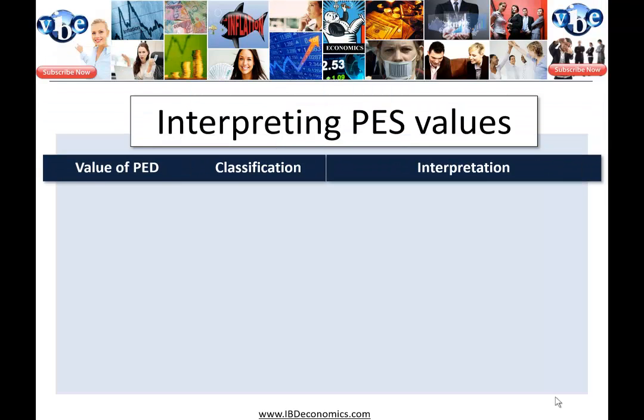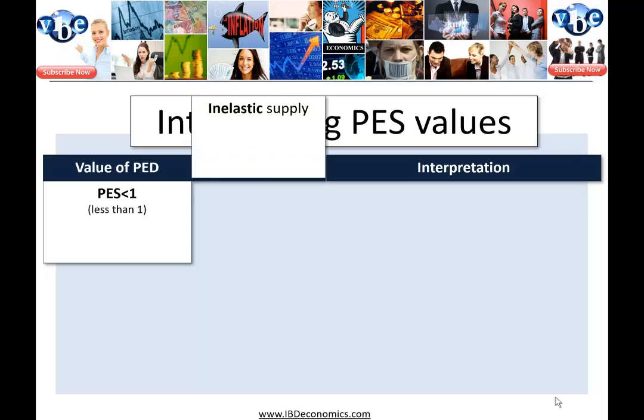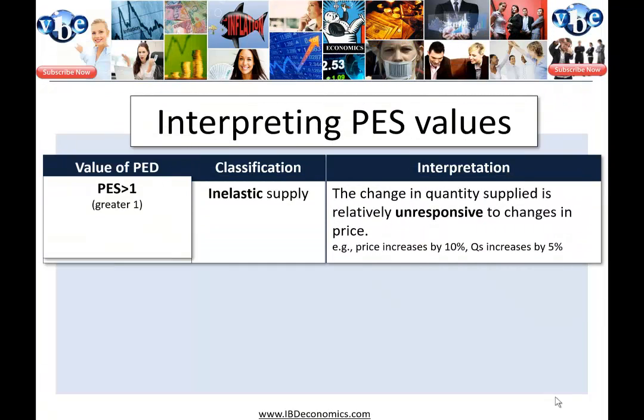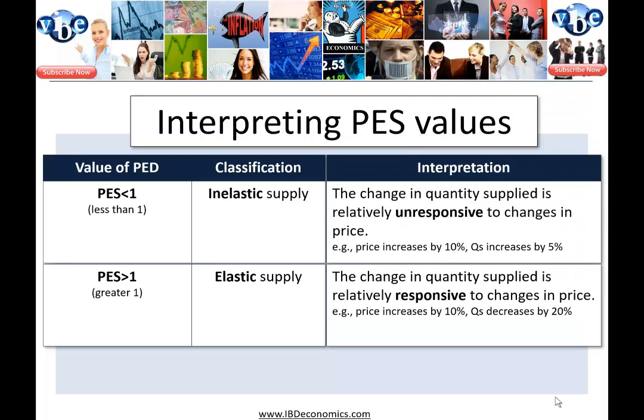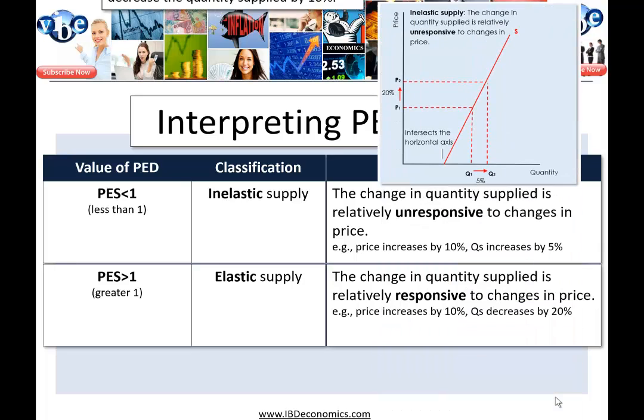Okay, so what do these coefficients mean once we've gone away and calculated them? If PES is less than 1, this is inelastic supply. Change in quantity supplied is relatively unresponsive to changes in price. So if the price increases by 10%, then quantity supplied will increase by less than that. Elastic supply is any coefficient that we calculate greater than 1. A change in quantity supplied is relatively responsive to changes in price. So the quantity supplied will increase by more than the price increase.